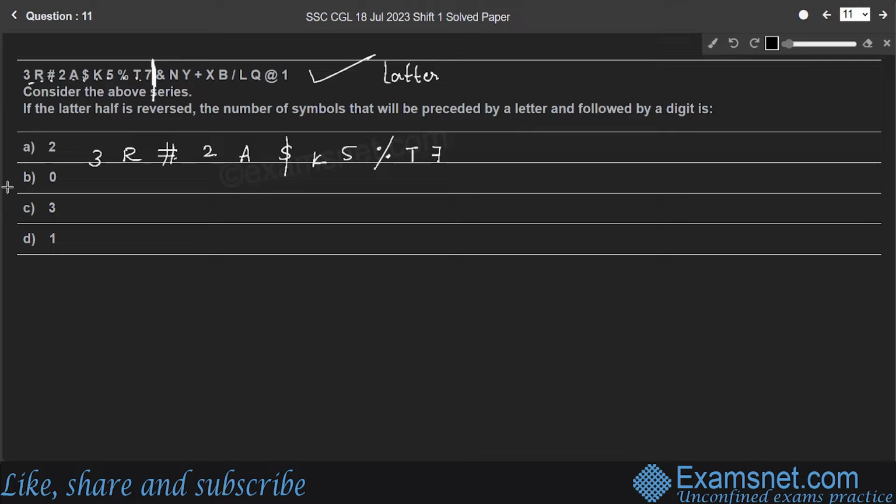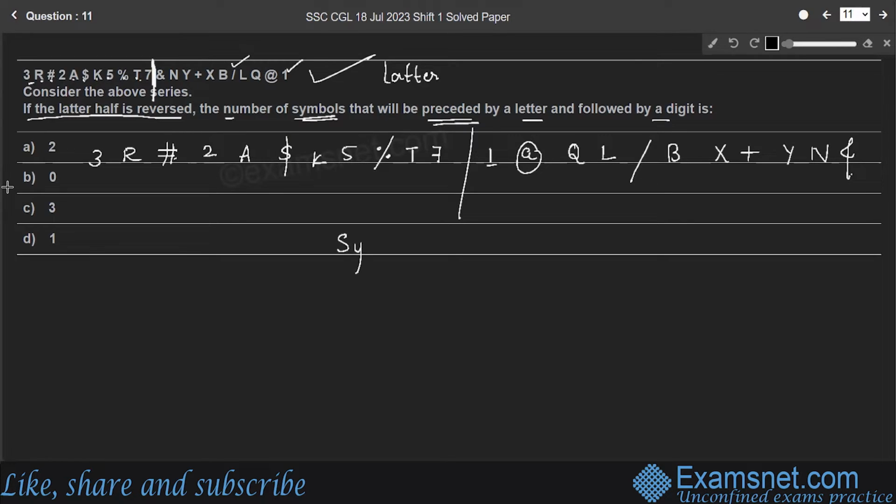This is the first part, and the latter part, when it is reversed, comes first, right? So next comes at the rate of, then q, l, then there is a slash b, x plus y, n, and at last and, right? Here the question is, if the latter half is reversed, the number of symbols that will be preceded by a letter and followed by a digit.